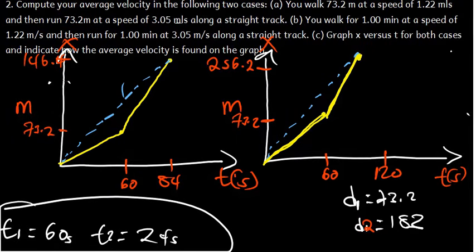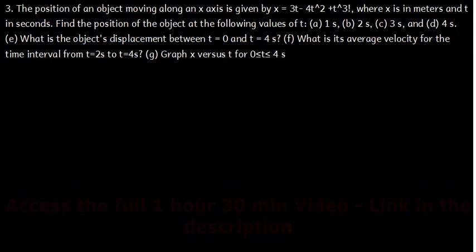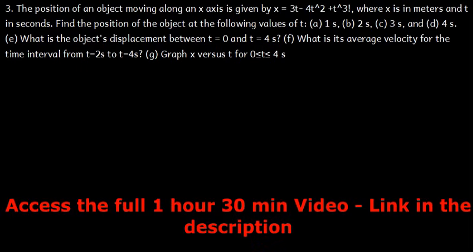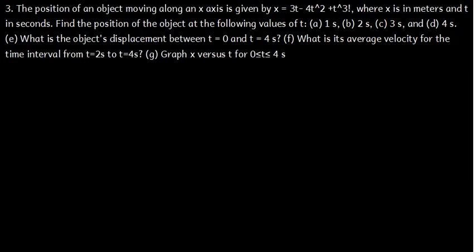Let's see how we can do question 3. Question 3 is saying the position of an object moving along the x-axis is given by x is equal to 3t minus 4t squared plus t to the power 3, where x is in meters and t is in seconds. Find the position of the object at the following values. Part a, t is equal to 1.